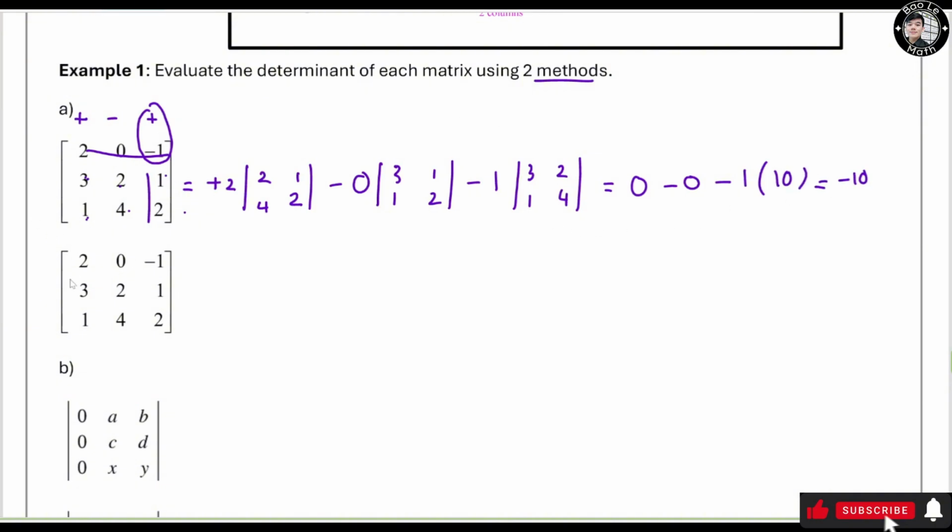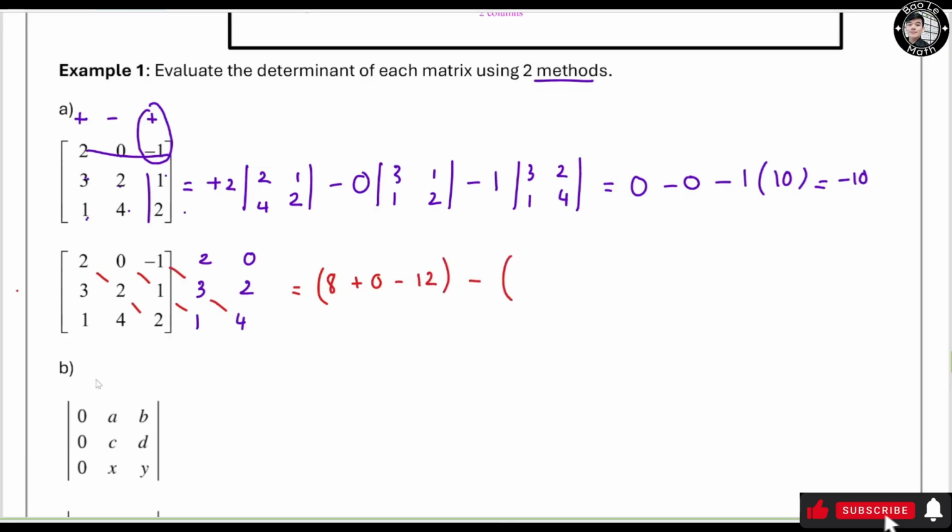Now, second method, I'm going to copy the first two columns over here. I'm going to start with top left to bottom right. So it could be 2 times 2 times 2, which is 8. 0 times 1 times 1 is 0. Negative 1 times 3 times 4 is negative 12.